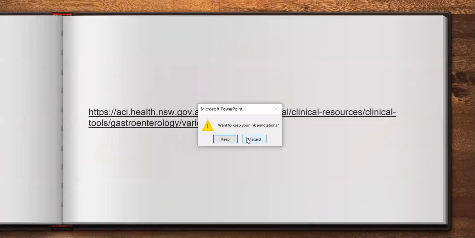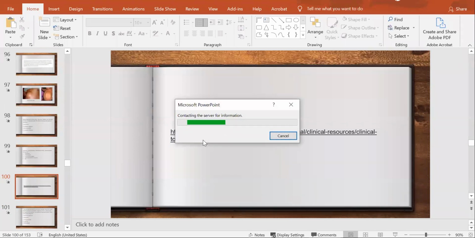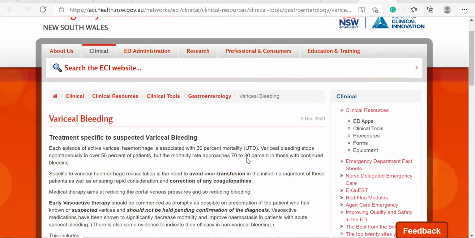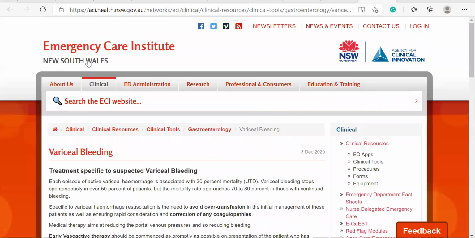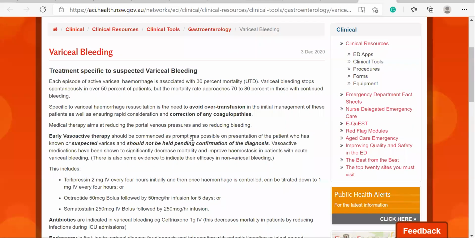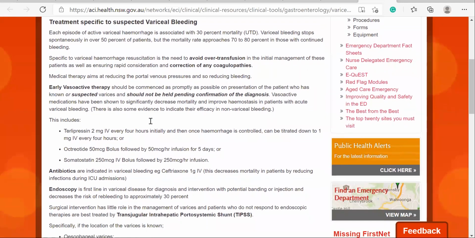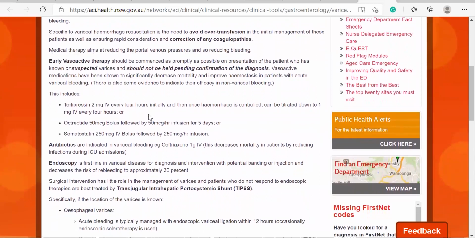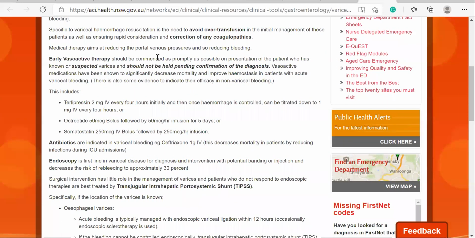I'll just show you the basic management so that you don't forget about it. So very well written in here. Okay, so that's your Australian Emergency Care Institute, New South Wales guideline. Early vasoactive therapy should be commenced as promptly as possible on presentation of the patient who has known or suspected varices. It should not be held pending confirmation. So your initial treatment should start with a vasoactive medication.